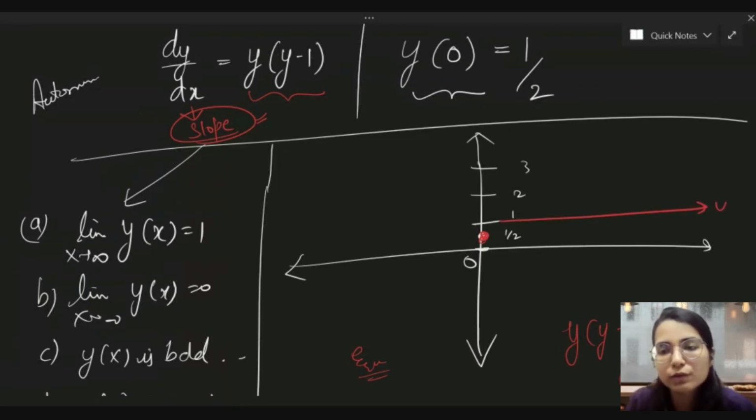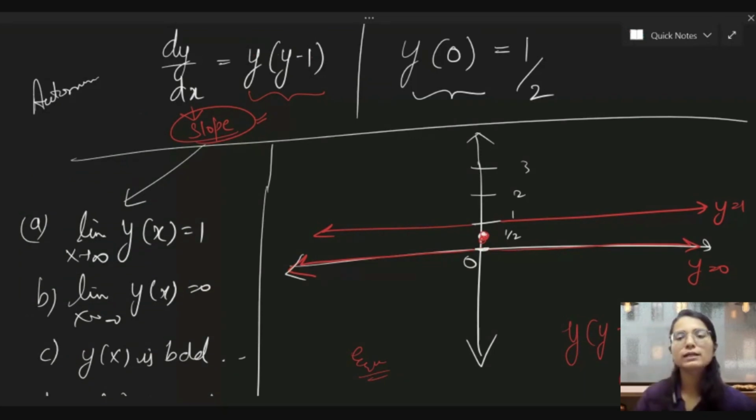So y is equal to 1. I have drawn this line. Okay. Why am I doing this? You will get the idea in a very short span of time. I have drawn these two lines, y is equal to 0 and y is equal to 1. I have plotted the point half.